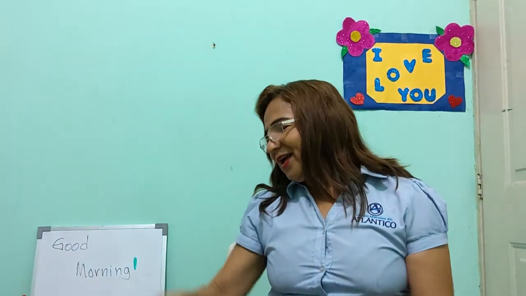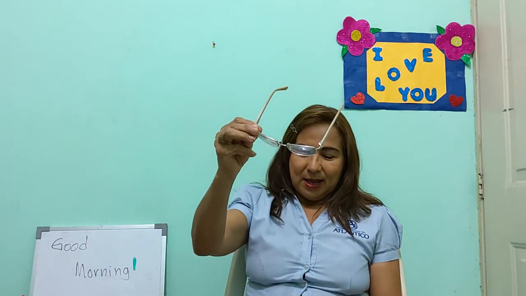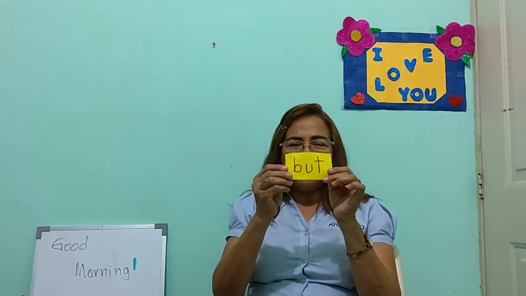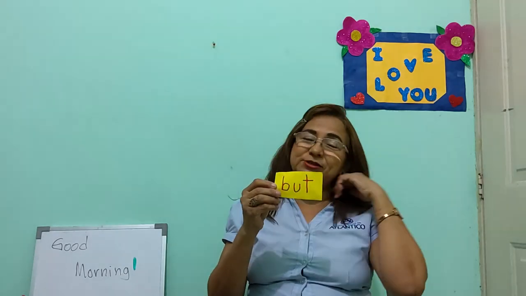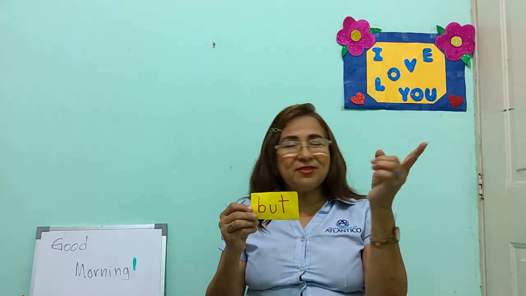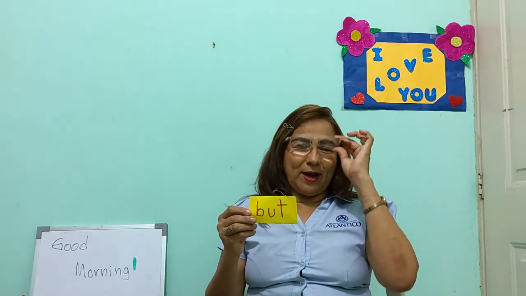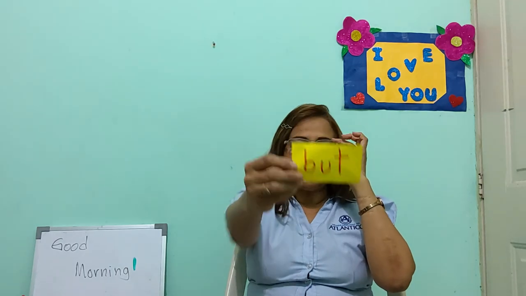So guys, the class of today was about connectors and writing time. You wrote many sentences. So I'm going to put just some examples about me so you can watch me. I am wearing glasses and uniform. Now I am going to use the connector but to make a contrast between something that I am wearing and something that I am not wearing. Okay? I am wearing glasses, but I am not wearing a hat. See? No hat.